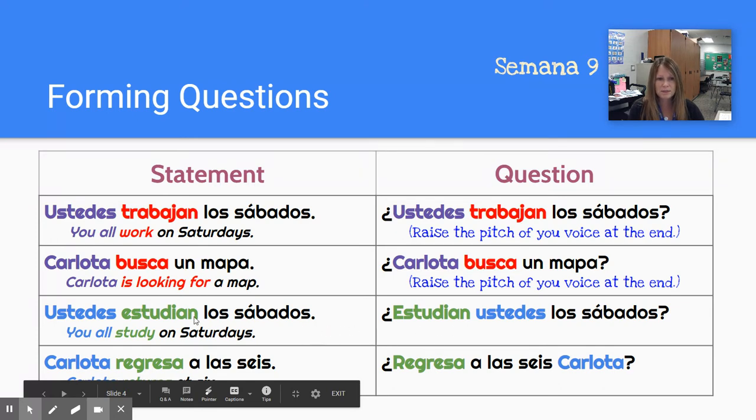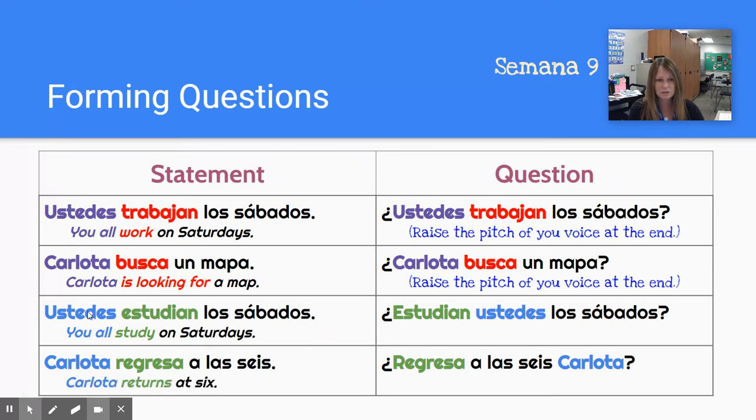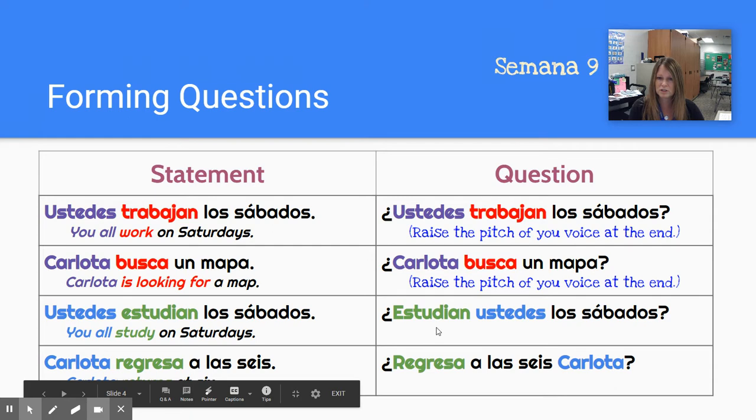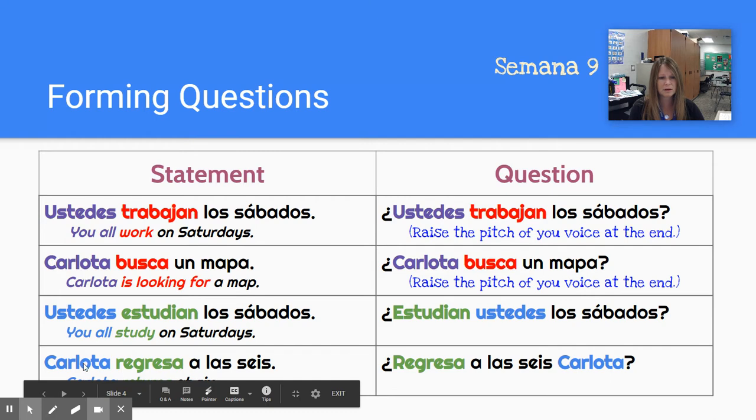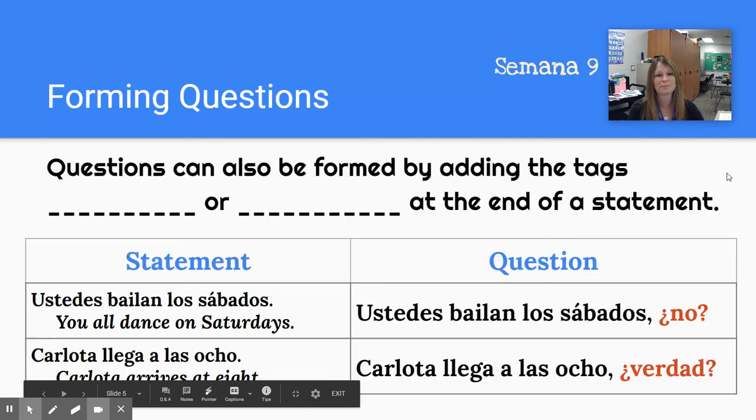Now, all we did was change your estudian and your ustedes, and you come up with ¿estudian ustedes los sábados? by changing the order of your subject and your verb. Just flip-flop them, okay? Also, another one is Carlota regresa a las 6. ¿Regresa a las 6, Carlota? Again, like what we said before, sometimes you could just switch it, and also you can put that subject at the end. So there's a couple of different choices that you have.